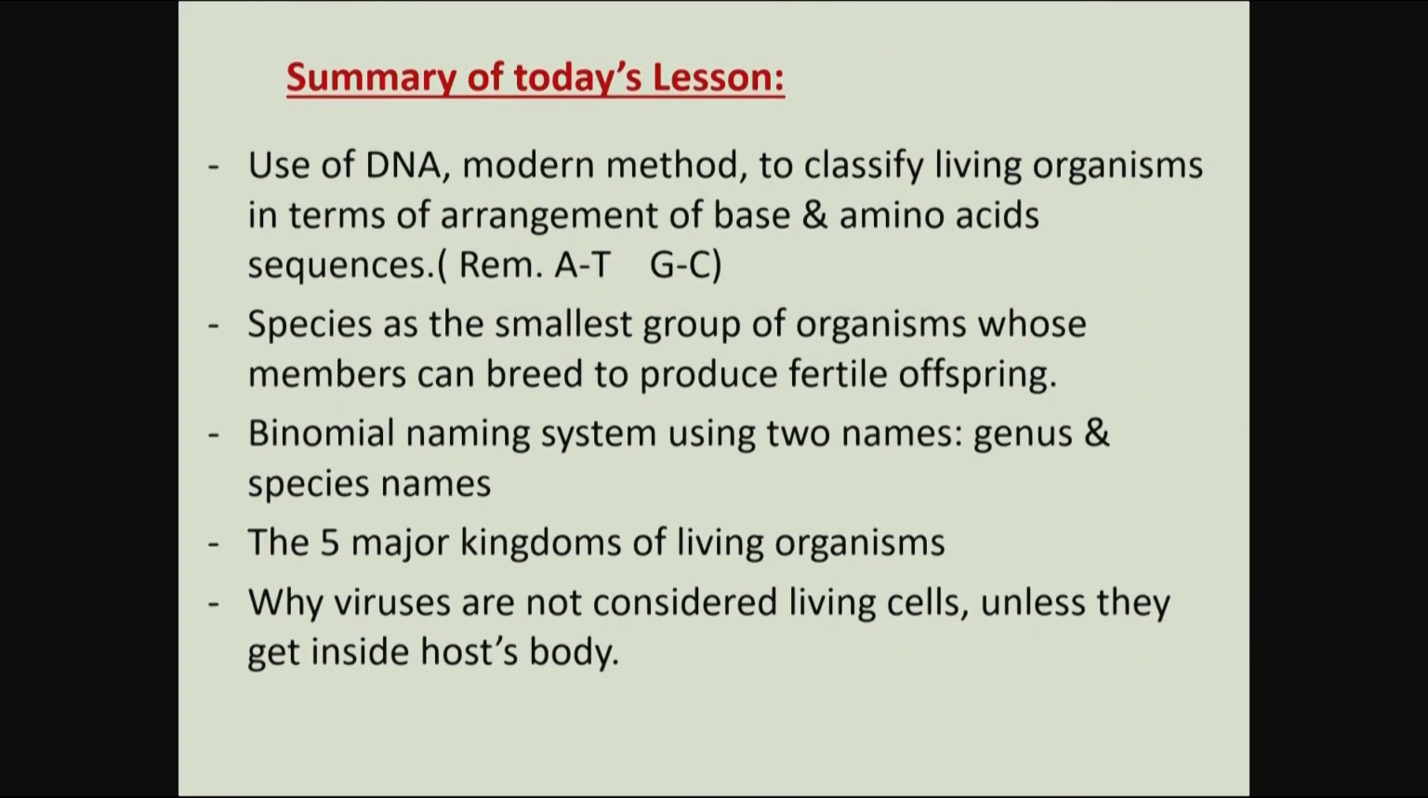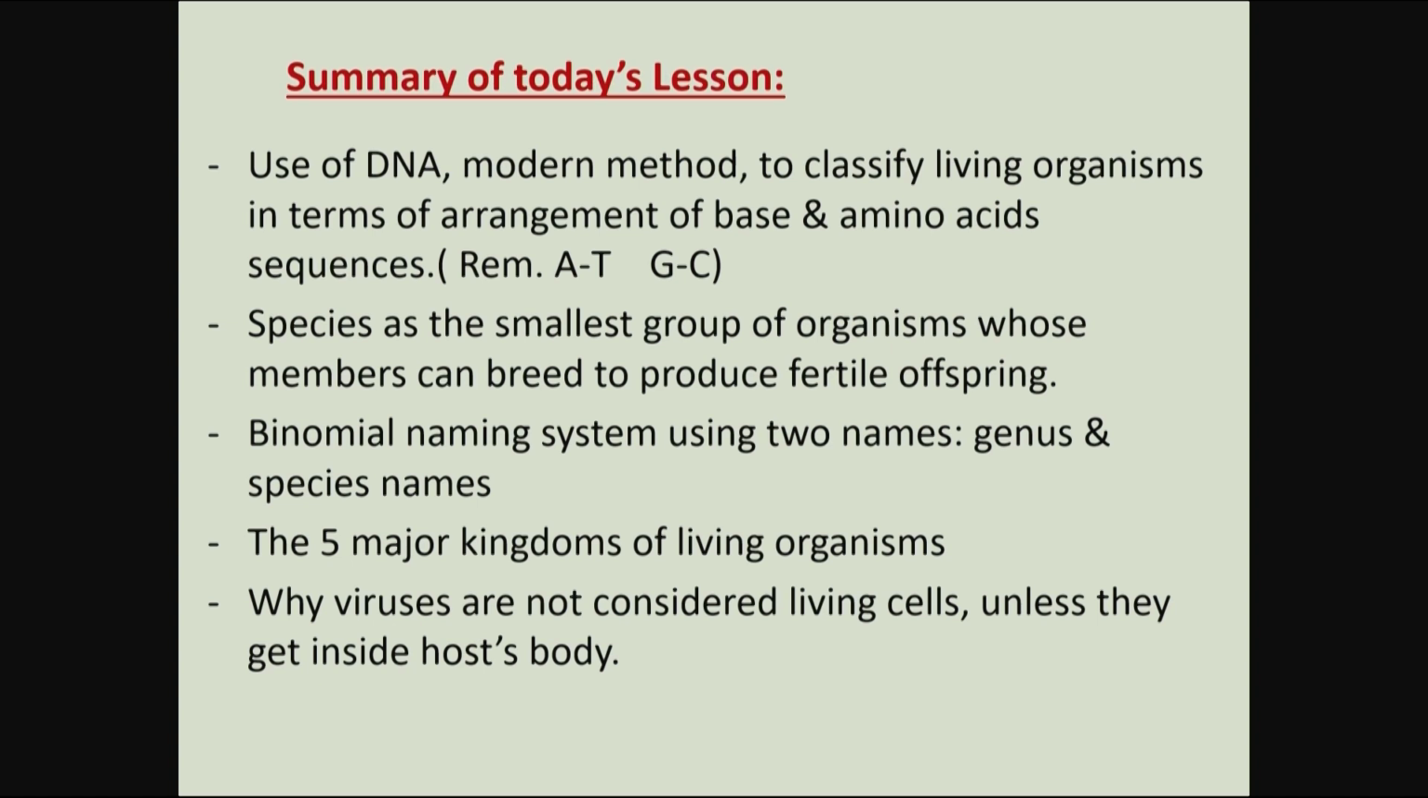Now, to summarize today's lesson, we've looked at several things. We looked at how we can use DNA technology to classify living organisms into different groups, and also how we can use the arrangement of amino acid sequences. We looked at the species as the smallest group whose members can breed to produce fertile offspring. Remember, the young ones produced by members of the same species are also able to reproduce.